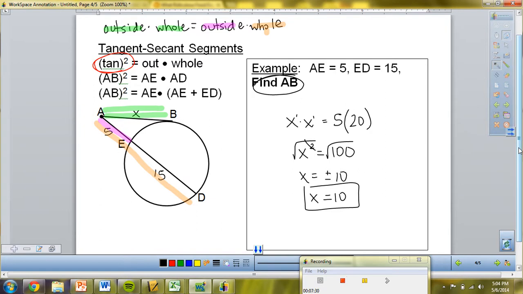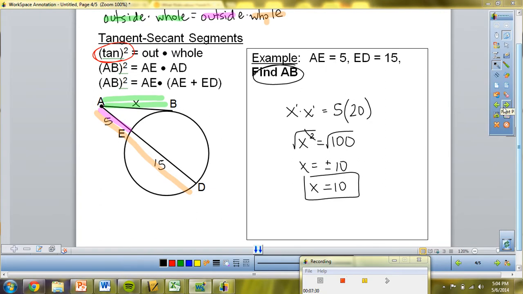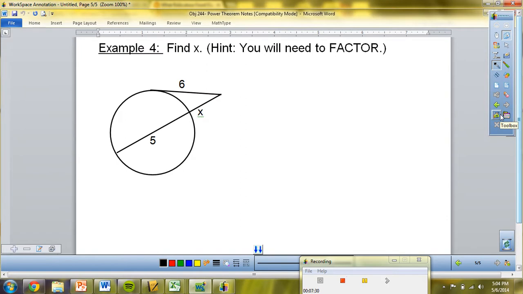The very last example that we have is a little bit trickier. So let's try and figure out which formula we want to use. I know that my vertex is on the outside, which means I'm going to use outside times whole equals outside times whole. We can call these owl problems because it's outside times whole.